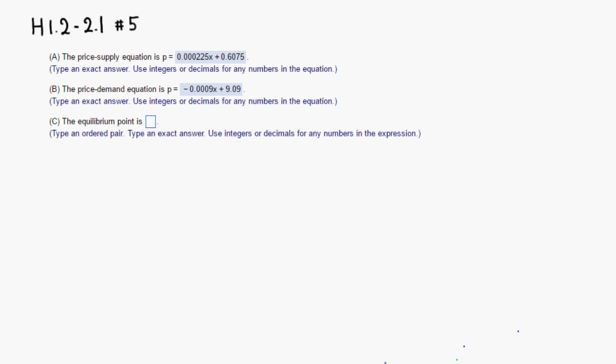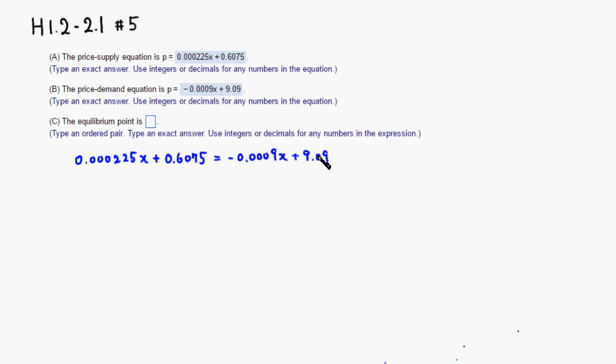Alright, let's do part C. We want to find the equilibrium points. So we need to just set the price supply equation equal to the price demand equation. So let's go ahead and do that. You have 0.000225x plus 0.6075, which is equal to negative 0.0009x plus 9.09.